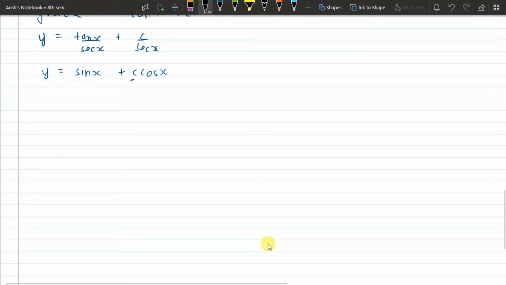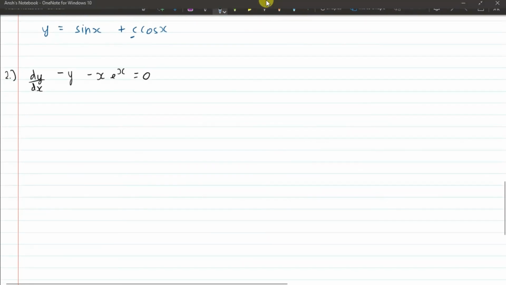So our second example is dy over dx minus y minus x e to the power x is equal to 0. Again, once you see this equation, you notice that there's only a first order derivative in it and no higher order derivatives. So you know this is a first order differential equation. So let's start solving it.